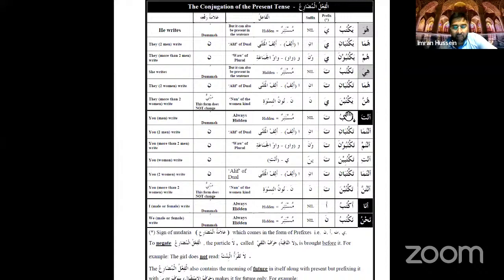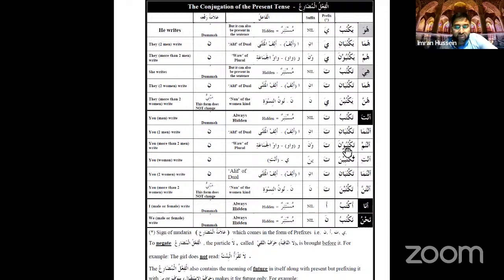And the next six will have all ta's in the beginning. In yaktubuna, we add the waw noon for they all boys. And here, in the plural masculine, we have the ta in the beginning and the waw noon. So yaktubuna is they all, and taktubuna is you all. So pretty much the same. The only difference is the ya in the beginning and the ta here. So taktubu, you one boy. Taktubani, you two boys. Taktubuna, you all boys.